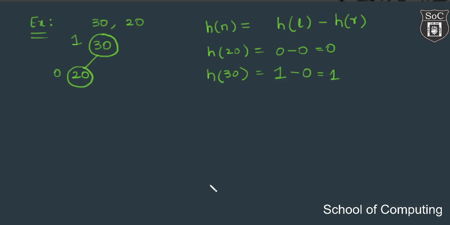This was my previous example where we had only 30 and 20, and height at 20 is 0 because it is a leaf node, and height at 30 is 1. Left minus right. Right side I don't have anything, left side it is 1. 1 minus 0, 1. Now look at this tree. Is it balanced or not? Yes. At every node we have calculated the height and it is between -1 and +1. So it is an AVL tree. It is a height balanced AVL tree. This is fine.